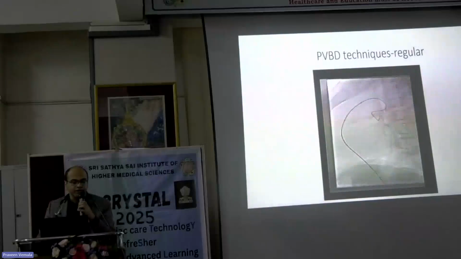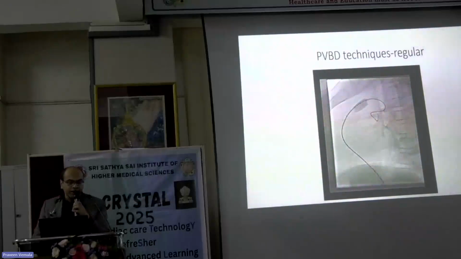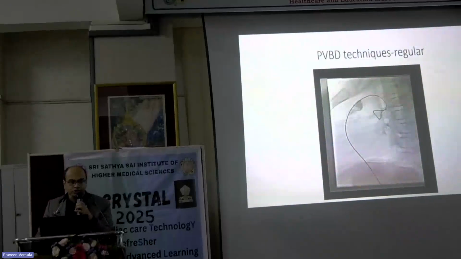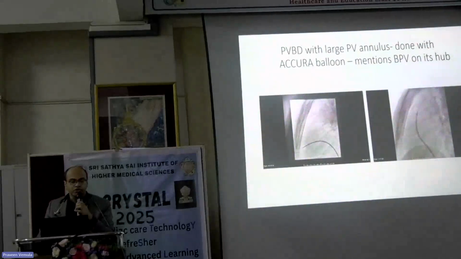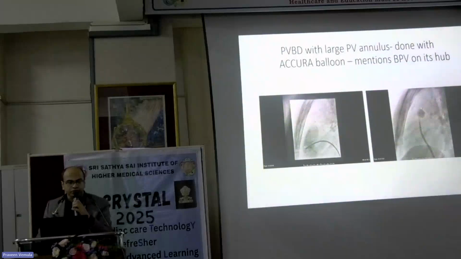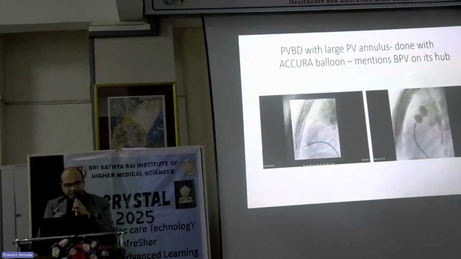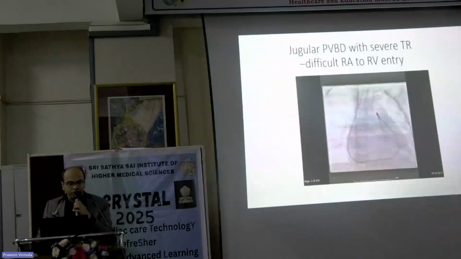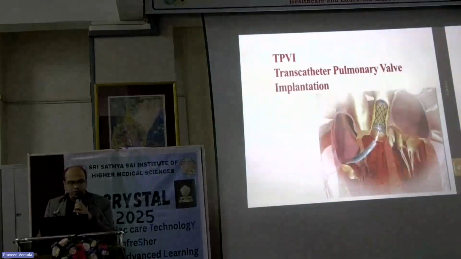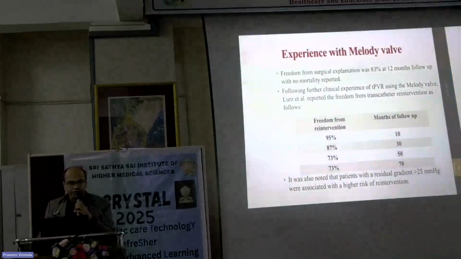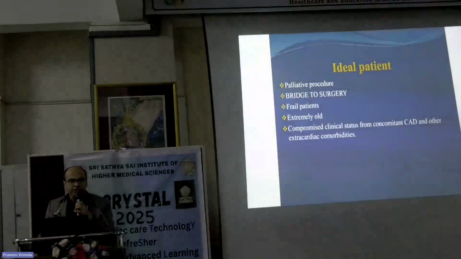This is from one of our cases where we have used a balloon to good effect to open the valve. If you have a large annulus, then we can use an Accura balloon, which, like I told you, is being used for PTMC. It's actually a balloon for this procedure. Sometimes you can take a jugular access. That's also been described, if you cannot go from the leg. You don't need to know this for the right ventricle. It's okay. This is all for a much more advanced level.